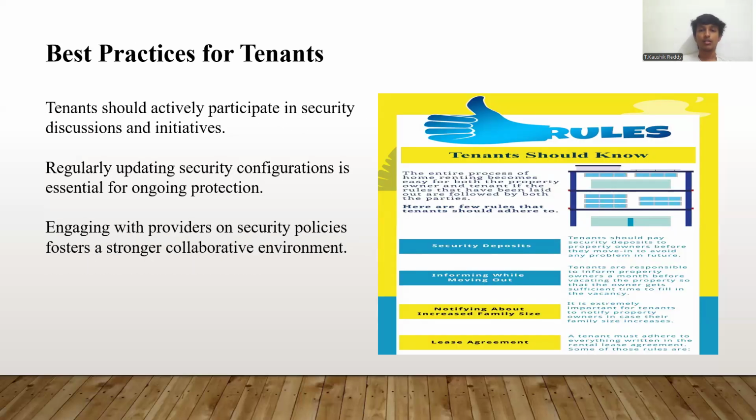So tenants should know the entire process. Home renting becomes easy for both the property owner and the tenant if the rules that have been laid out are followed by both. Here are a few rules that tenants should adhere to: security deposits, informing while moving out, notifying about increased family size, lease agreement.